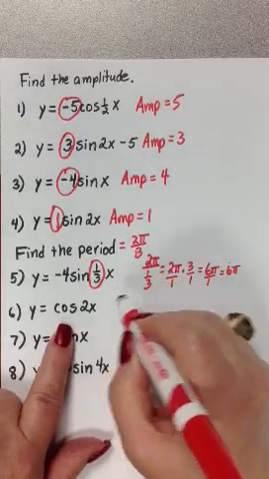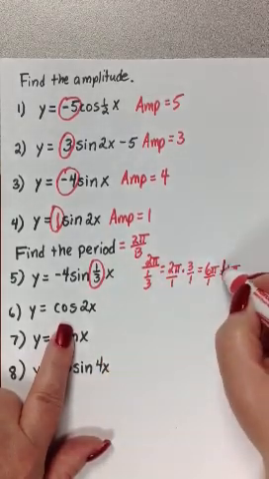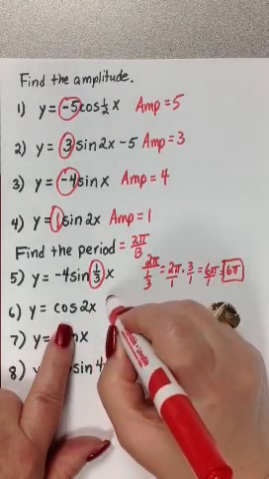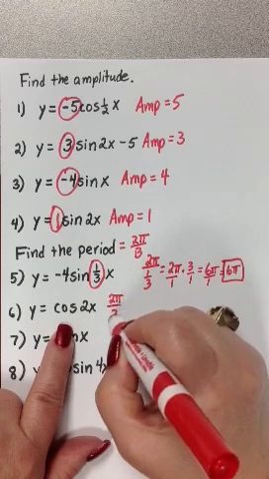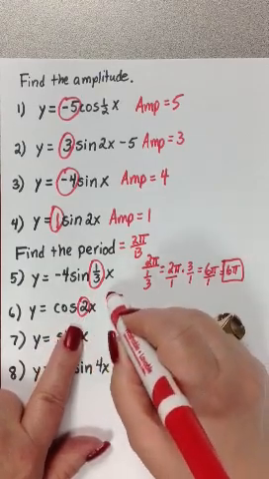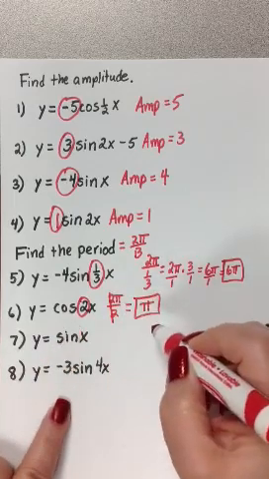Next problem here we have, it will be 2 pi over 2. The period is, so here would be the answer. This period was 6 pi. Next one, the period for this one would be 2 pi over 2, because b is 2. 2 pi over 2. The 2's cancel, so the period is just pi.